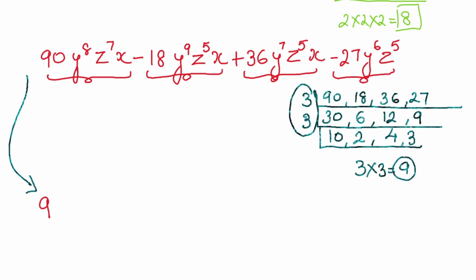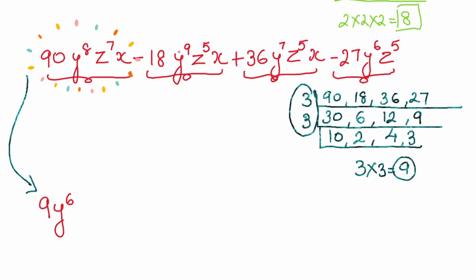Now we're going to look at the variables. So this has y to the power 8. This has 9 y's multiplied together, 7 y's multiplied together, and 6 y's multiplied together. So from all these 4 terms, we can take y raised to the power 6 common.